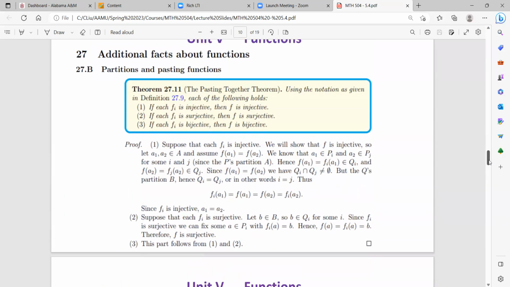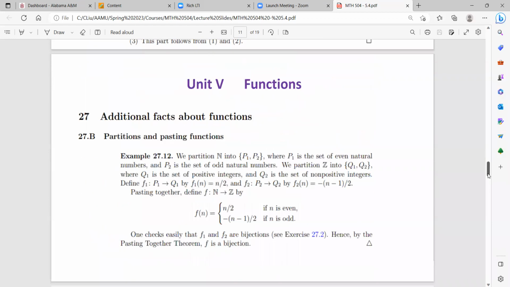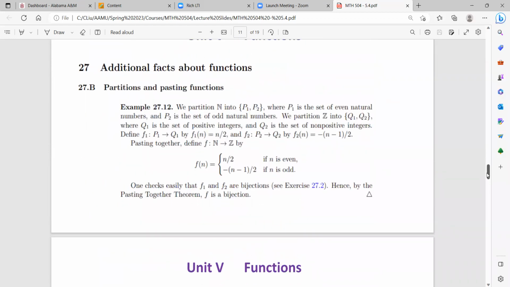Any questions about the theorem? If not, let's go to another example.